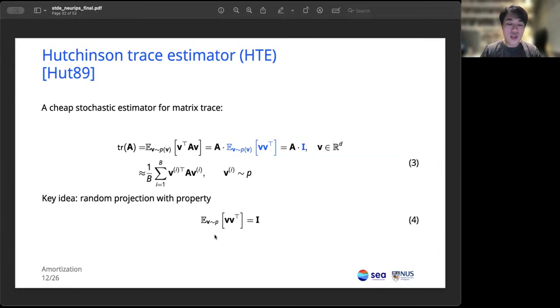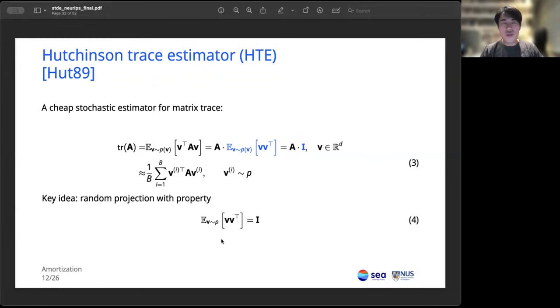And in SDGD, what actually happens is that this V is always a standard basis vector. So this is an entirely different distribution. Instead of sampling from, let's say, a Gaussian, you're sampling a standard unit vector in the x axis and y axis and z axis, and so on and so forth.